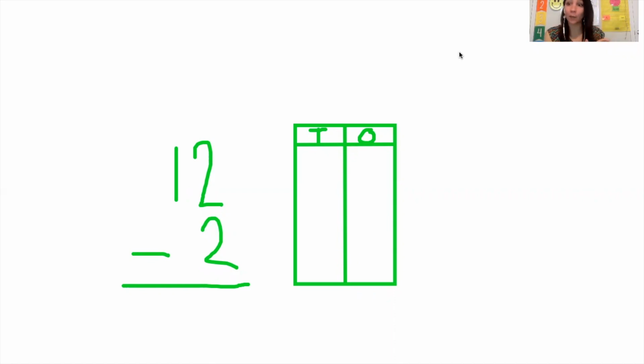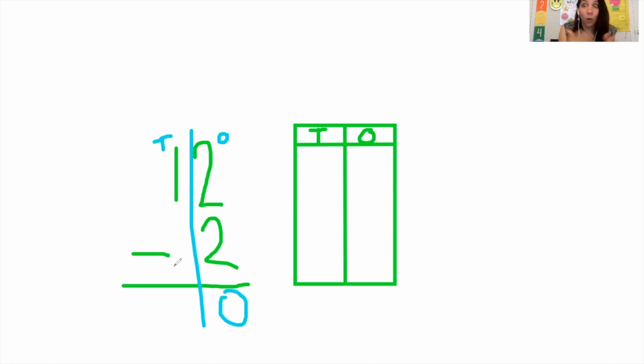Okay, just like when we add, when we subtract, we always start on the 1 side, except this time we're taking away. I'm going to go ahead and draw my line. O for 1s, T for 10s. 2, take away 2 is 0. And 1, take away nothing is 1. We still have 1. 12 minus 2 equals 10.